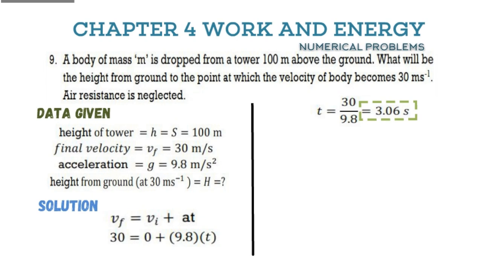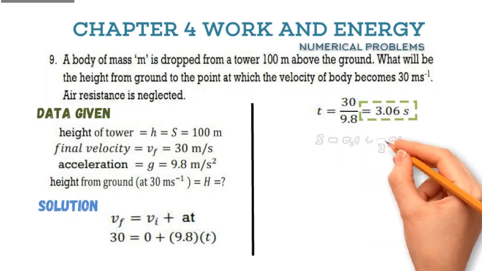Step 2. Calculate the distance fallen. Next, we calculate how far the body falls in these 3.06 seconds. For this, we use the second equation of motion.